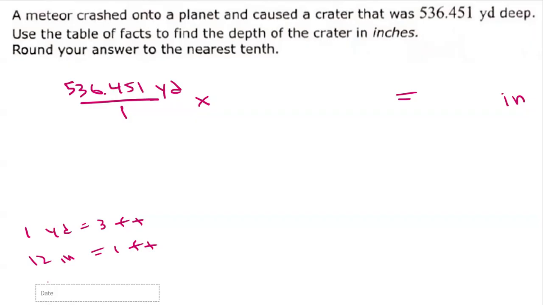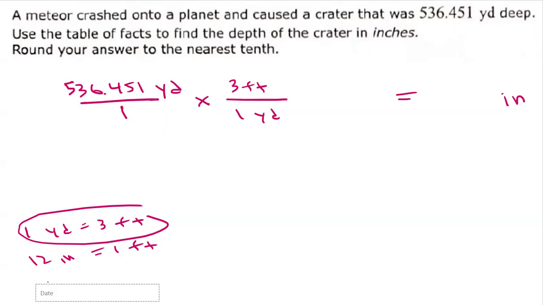In this case, I have a yard on top. In order for me to eliminate the yards, I would have to have the yard on the bottom, right? That means the 3 feet will need to go on top. So I need to use this first. I'll have the 3 feet over 1 yard, so that's going to eliminate the yards.